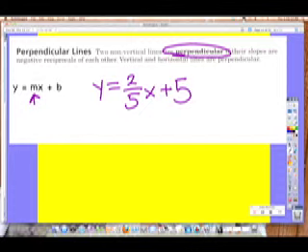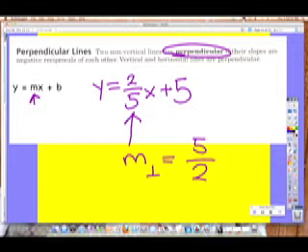Flip it upside down, so it would be 5 halves. But you can't forget to make it negative to make them cross. So you've got one positive slope, one negative slope. They cross each other. So again, it's the negative reciprocal. Flip the slope, make it negative, or if it was negative, make it positive.